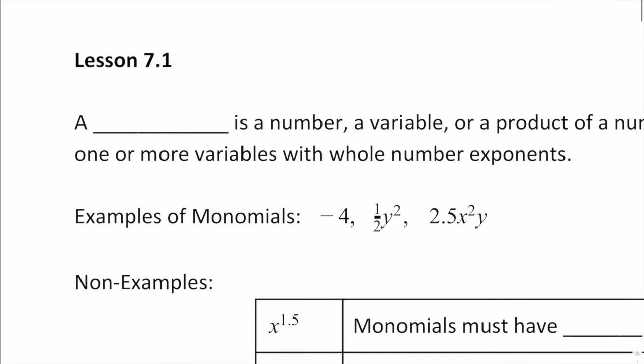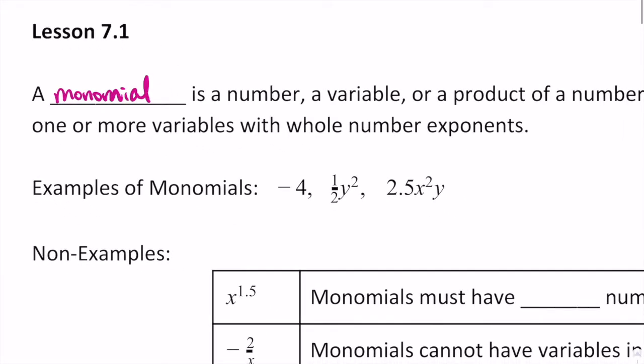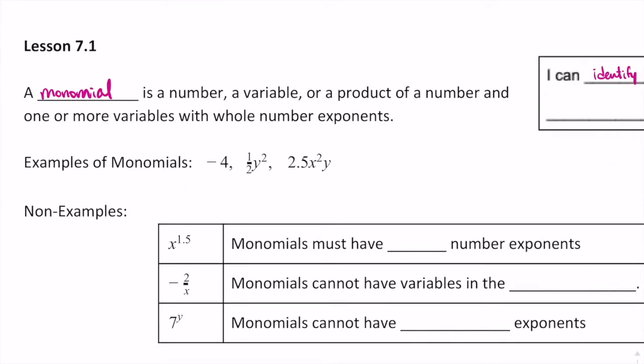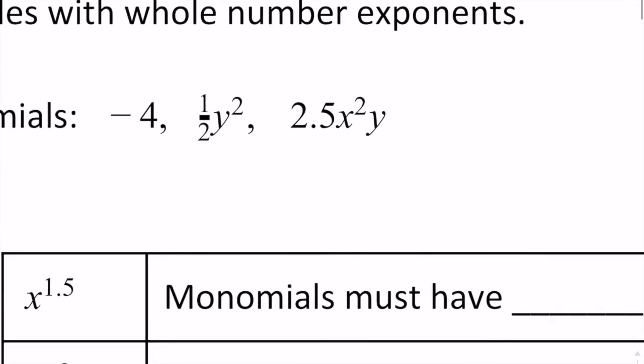So there are different types of polynomials as well. The first type of polynomial is what we're going to call a monomial. A monomial is a number, a variable, or a product of a number and one or more variables with whole number exponents. So here are three examples of monomials. So you see negative 4 is all by itself, 1/2 y squared is all by itself, 2.5x squared y is all by itself. So these are all types of monomials.